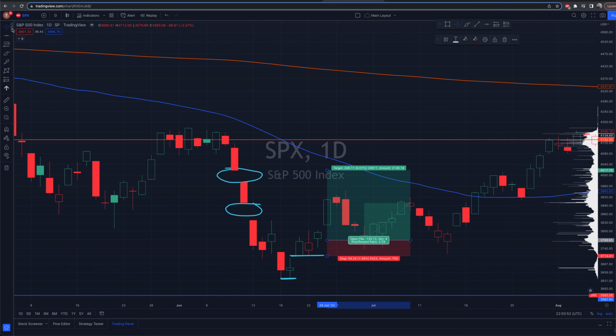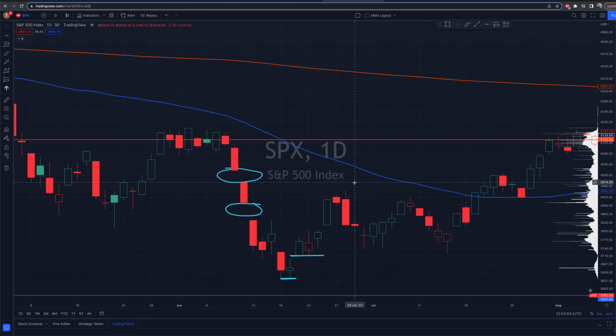But that's a perfect example of how you would execute the gap fill trade for a swing trade when looking at SPX. And again, you can do the exact same thing for the downside if there were gap ups that now potentially could be filling back to the downside. And these are very common patterns. Again, not 100%, but they are very common patterns.